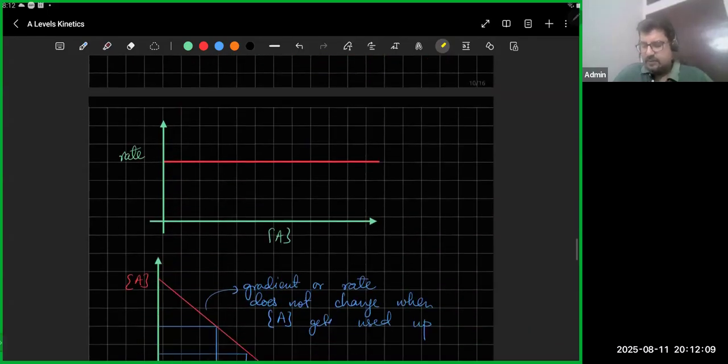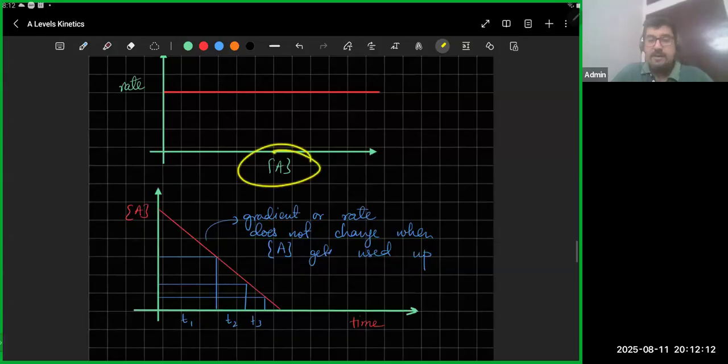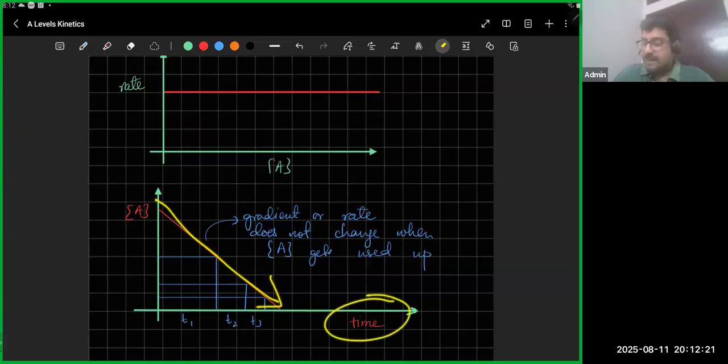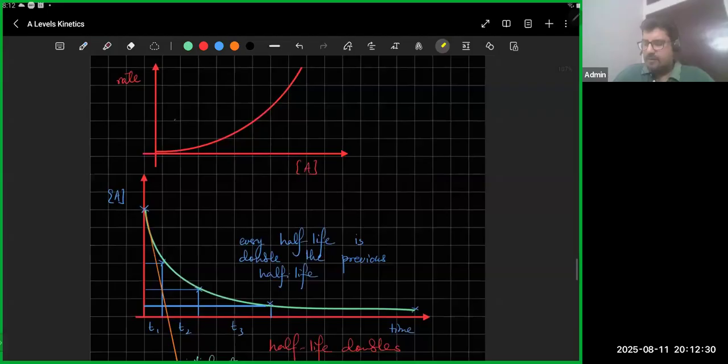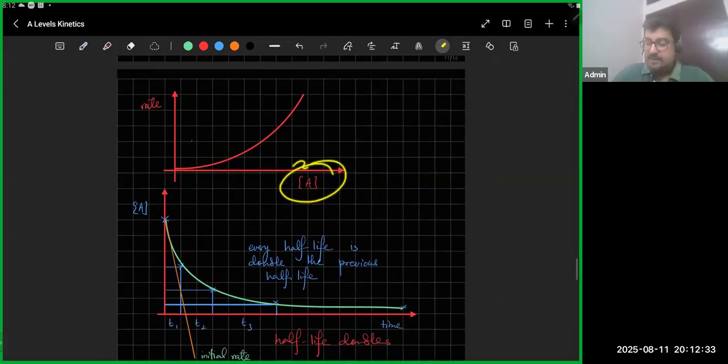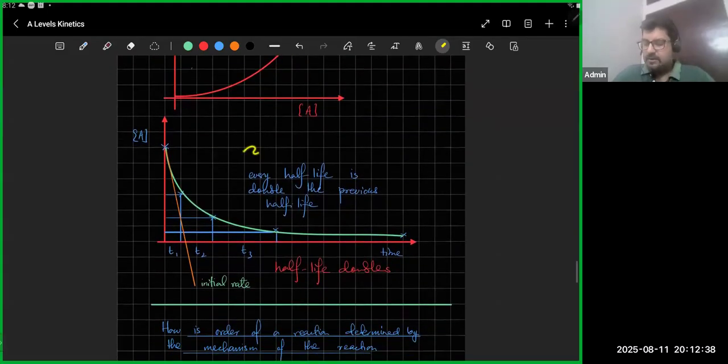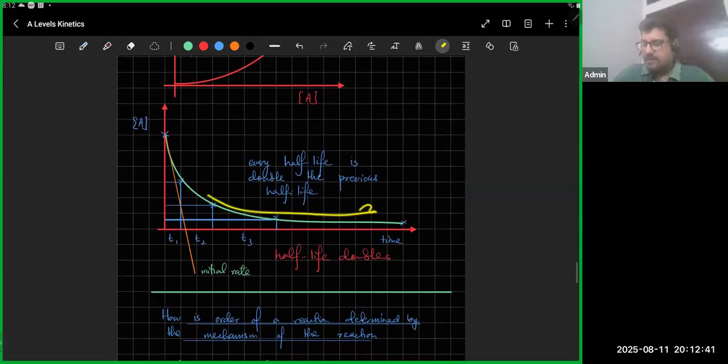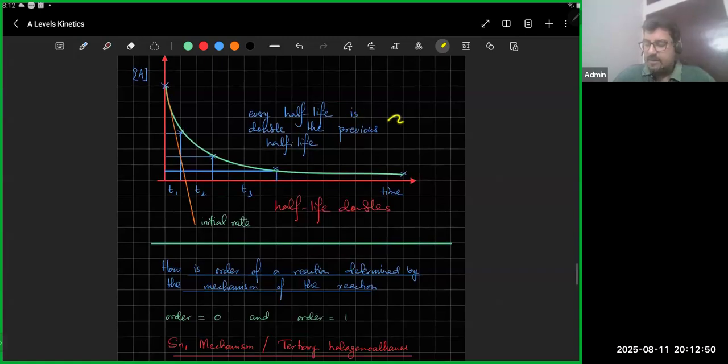Then there was order zero. Order zero was that the rate was not dependent on A's concentration. No matter what the concentration of A is, the rate will not change. The speed with which A's concentration decreases with respect to time will not change because the reaction will not slow down. It will maintain its speed. Second order was that you increase A's concentration, the rate increases exponentially, or the half-life doubles. It takes longer and longer for the reaction to finish, because if A's concentration goes down, the rate of the reaction slows down by a much bigger margin. So every time the half-life doubles.